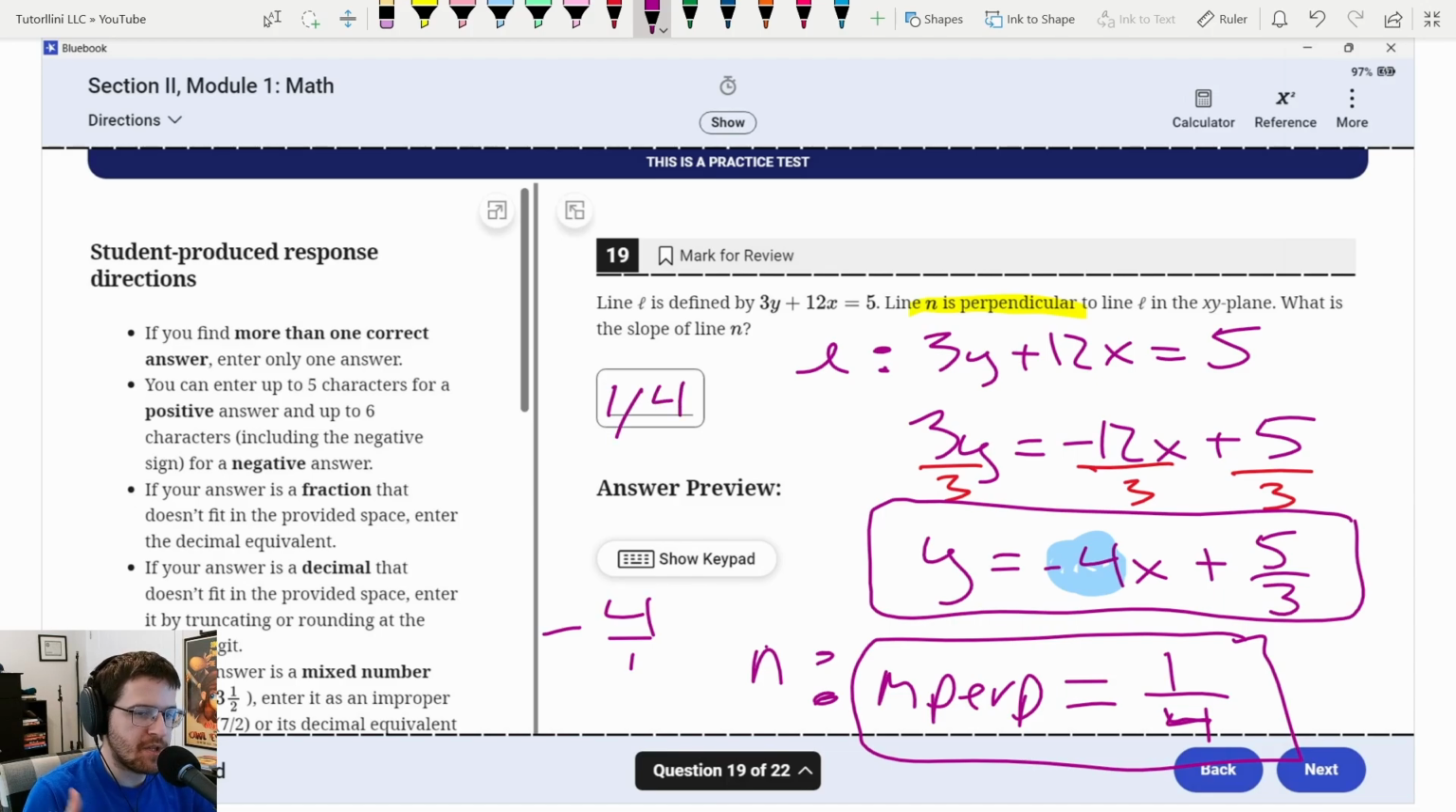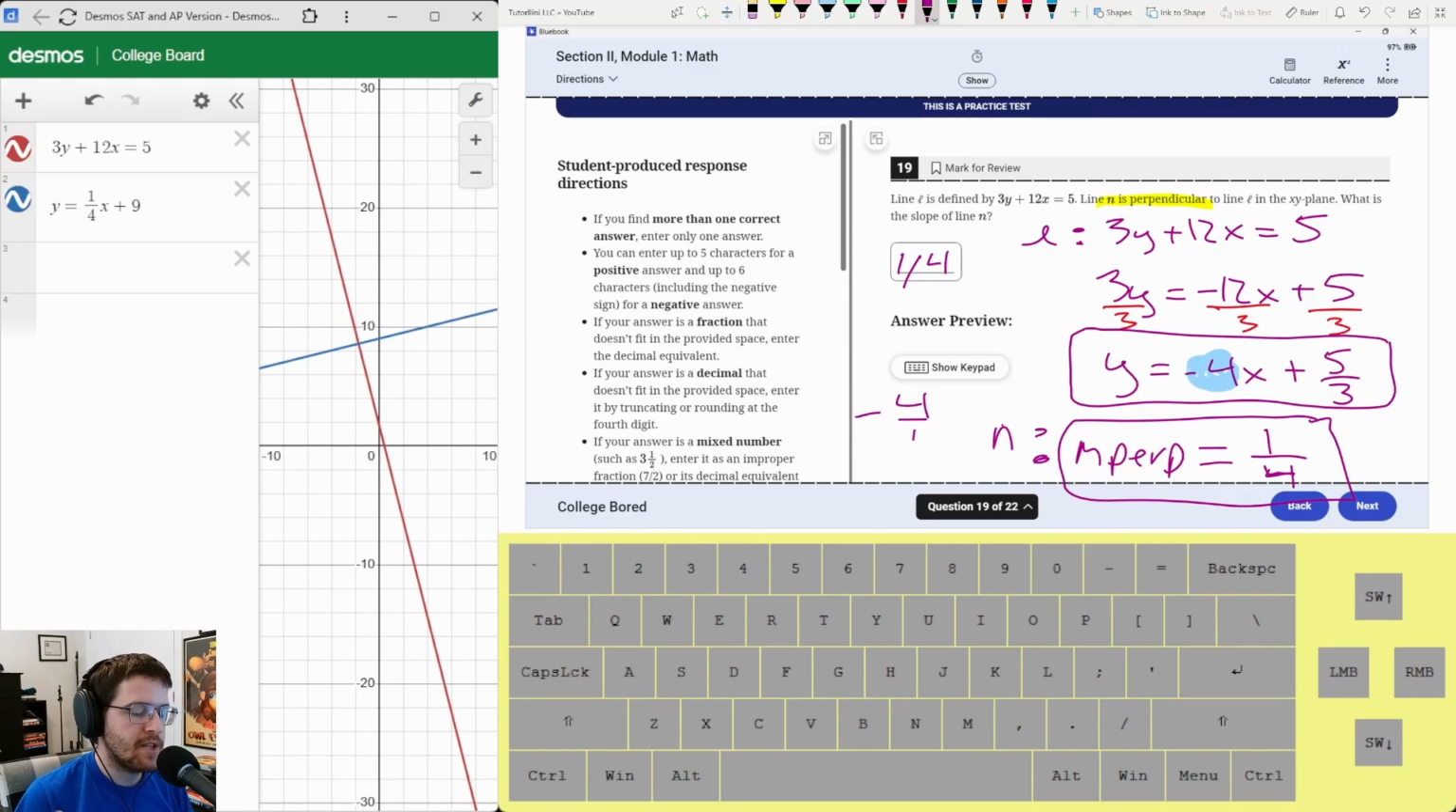Let's go type this into Desmos just to make sure we did it right. Okay, guys, I typed in line L, and then for line N, I just picked a random y-intercept, like how about 9? They didn't tell us what point goes through it, so I just picked a random y-intercept. You can put whatever you want. This is just so you can eyeball it. It kind of looks perpendicular. It should look like a perfect T. It's not very scientific. This isn't going to work 100% of the time, but if it looks like a cross, that's a good sign that you probably got the slope correct.